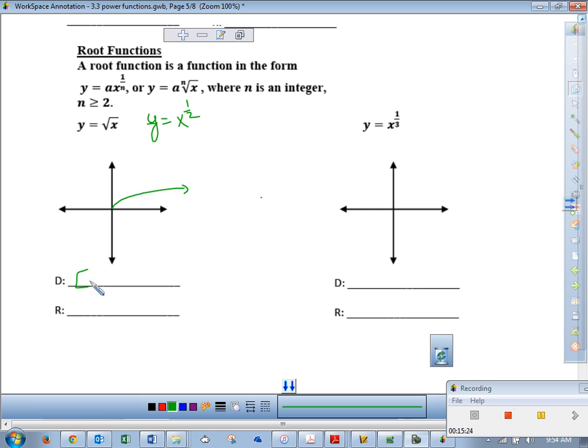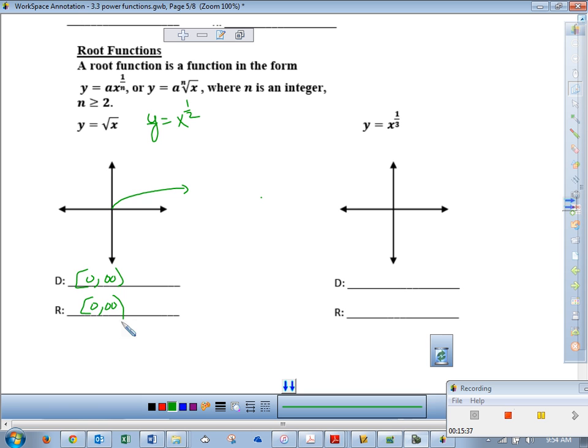Domain, 0 to infinity, because that's how far left he goes, and it's included, because yes, you can take the square root of 0. It's 0. And then range as so.